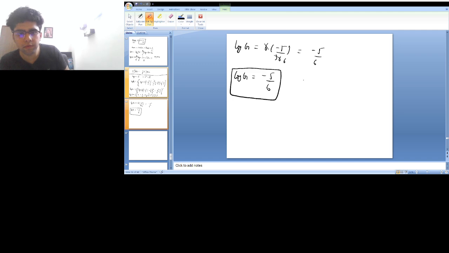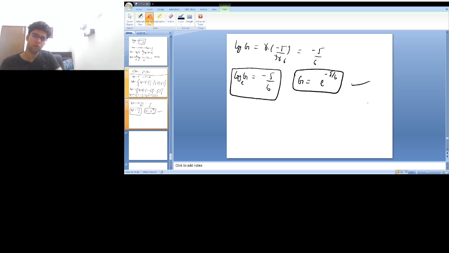So this is log and my base is e, so G is equal to e to the power minus 5 upon 6, right? So this is my geometric mean. I needed to just convert this. So this is correct. Now for harmonic mean, I need to look up the formula.